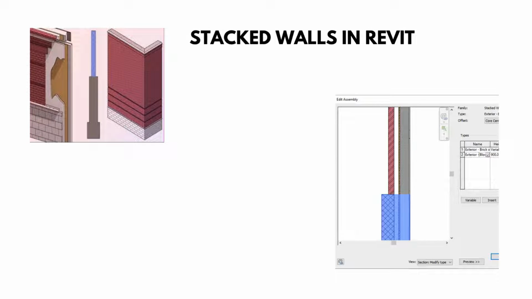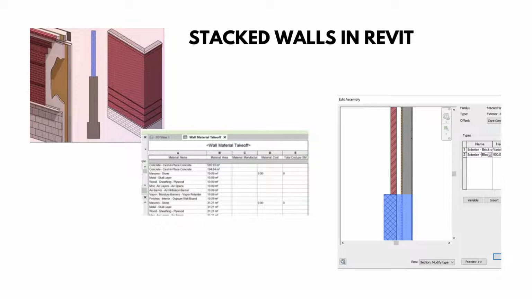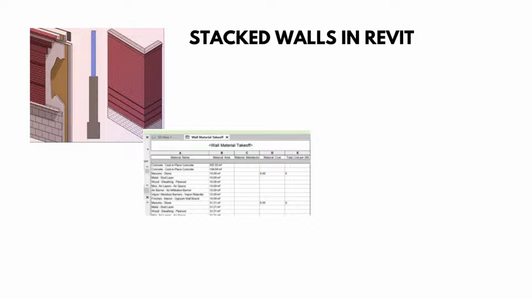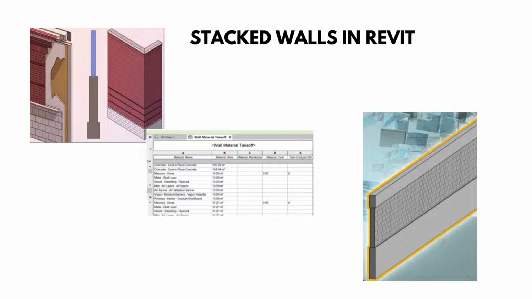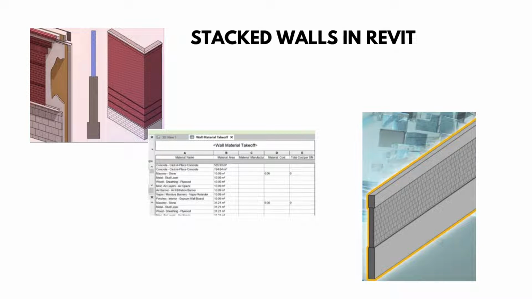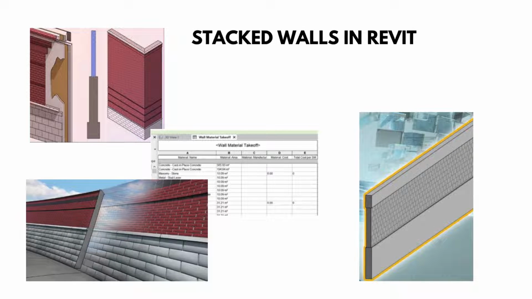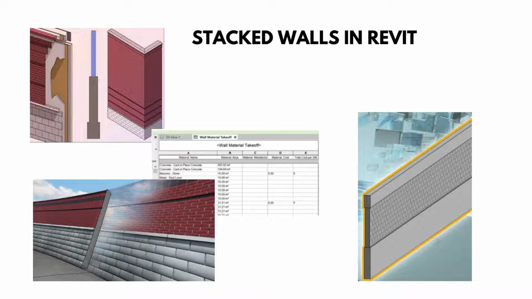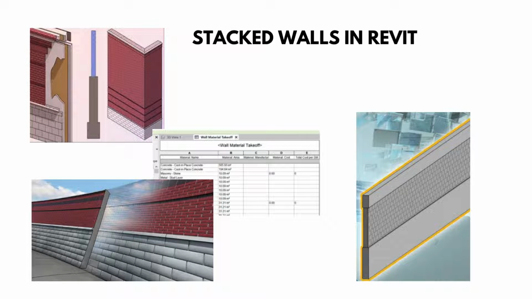The use of stacked walls in Revit provides several benefits. Firstly, it allows for more accurate quantity takeoffs and cost estimation, as each layer can be assigned a specific material and thickness. This level of detail can also improve the accuracy of energy analysis and simulation, as the software can account for the different thermal properties of each layer. Additionally, stacked walls can improve the visual representation of walls in 3D views, as each layer is represented individually, providing a more realistic depiction of the wall construction.